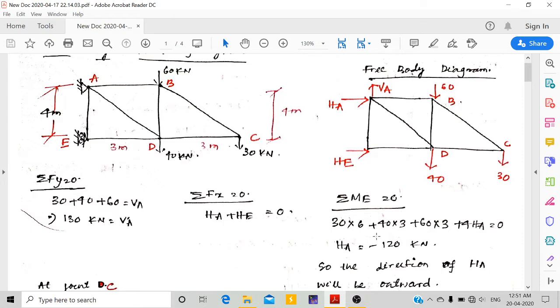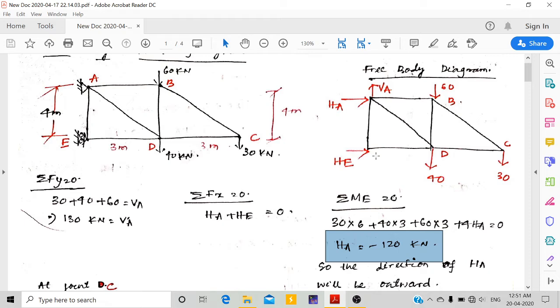So my HA is coming minus 120. Minus 120 means the direction should be going in the negative, to outside. I have assumed it in the right hand direction. I have to now take HA in the outward direction because I am getting HA as negative.